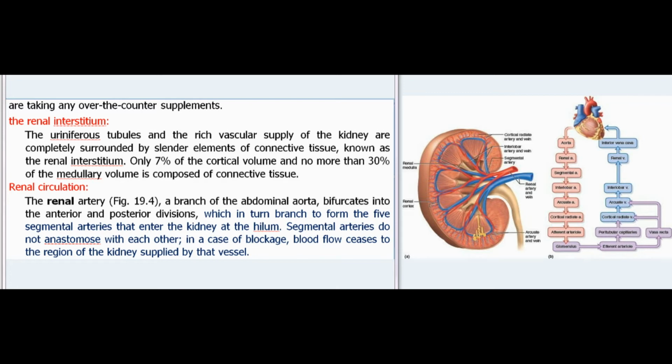Renal circulation. The renal artery, Fig 19.4, a branch of the abdominal aorta, bifurcates into the anterior and posterior divisions, which in turn branch to form the 5 segmental arteries that enter the kidney at the hilum. Segmental arteries do not anastomose with each other. In a case of blockage, blood flow ceases to the region of the kidney supplied by that vessel.